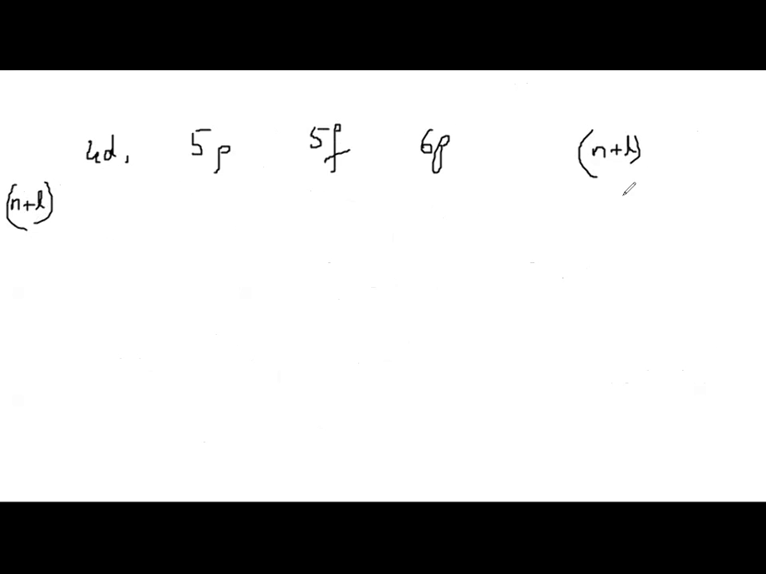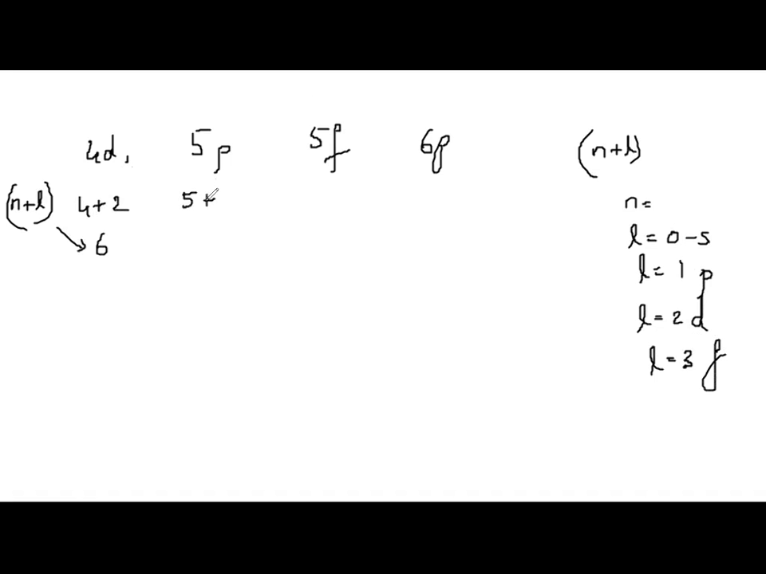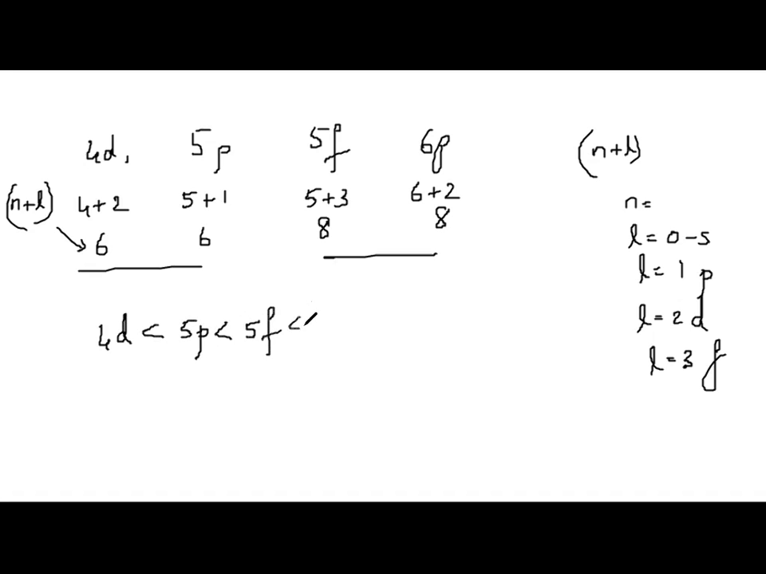4d: n represents the shell and l represents the subshell. If l is 0 it is s, if it is 1 it is p, if it is 2 it is d, if it is 3 it is f. So 4 plus 2 means 6, so the n plus l value is 6. 5p: 5 plus 1, 6. 5f: 5 plus 3, 8. 6p: 6 plus 2, 8. Now, these two have the same n plus l value, and these two have the same n plus l value. So naturally, which should come first? When the same n plus l value is there, the one with the lower n value will have lower energy. So lower energy is 4d, then comes 5p, then comes 5f, and then comes 6p. So which has more energy? 6p.